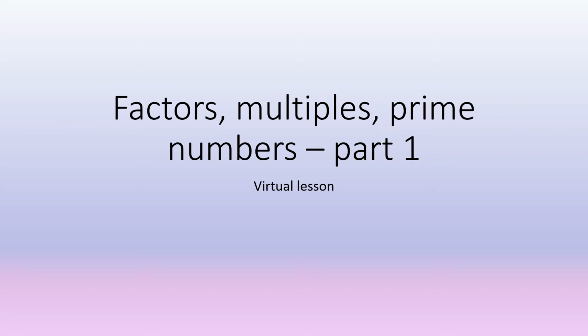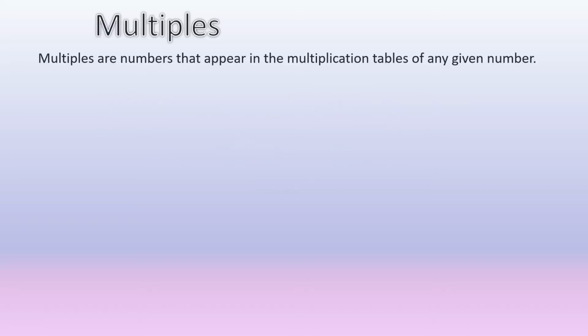So in today's lesson, we're going to be looking at factors, multiples, and prime numbers. A multiple is a number that appears in the multiplication table of any given number. So for example, in the 2 times table, we have 2, 4, 6, 8, 10, and so on and so forth. All of these numbers are multiples of 2.